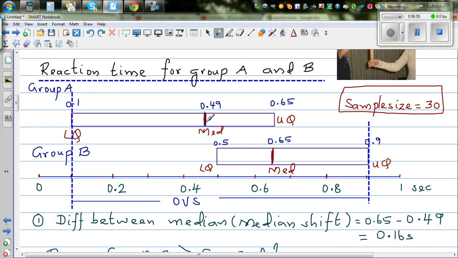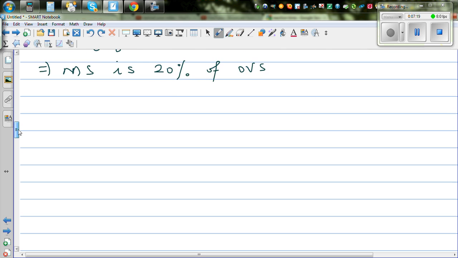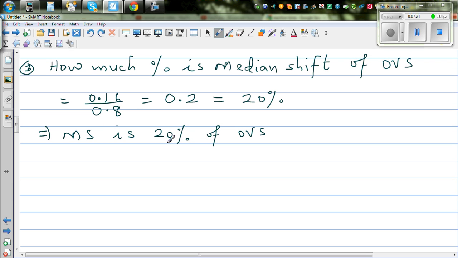Now, if the difference between the medians is only 20% of the overall visible spread, it means that for this median to coincide with this median, box A has to move 20%. That's roughly what it means. So here we can say the median shift is 20% of the overall visible spread.